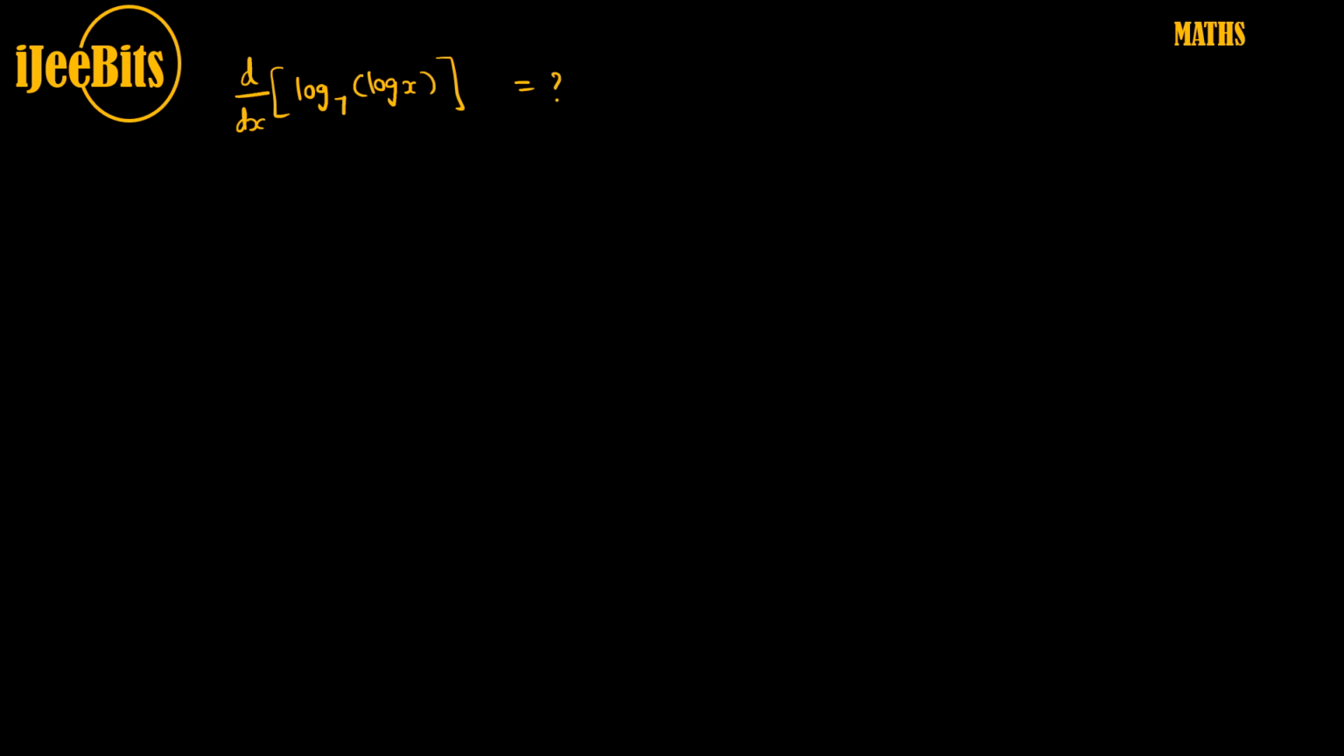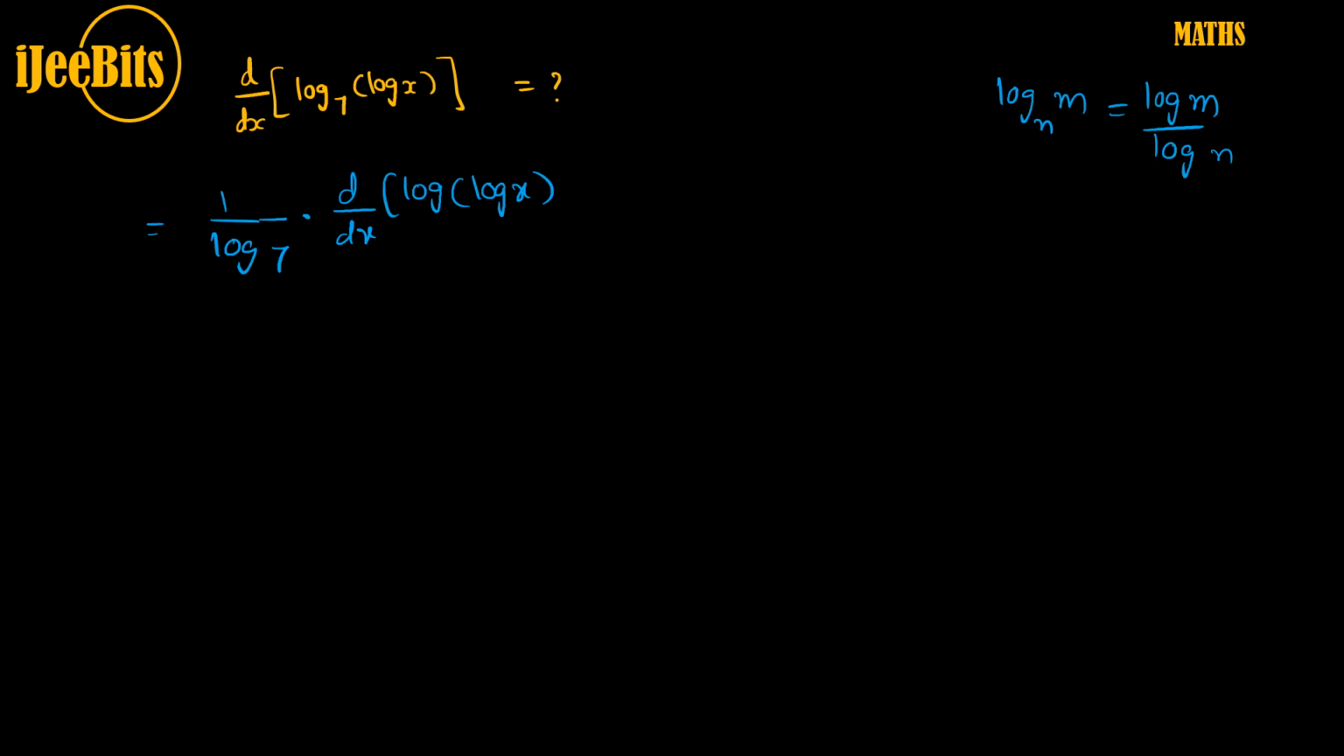Let's try this problem. d/dx of log x base 7, log base 7 of log x, right? So whenever you see log m base n, how do you write it? This one is log m by log n, so common base. You can rewrite this also, right? 1 by log 7, you can leave it as a constant, then you can try with d/dx of log of log x, right? Let's assume this is x, log x.